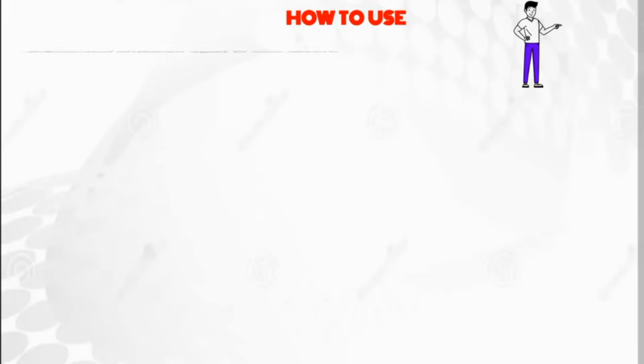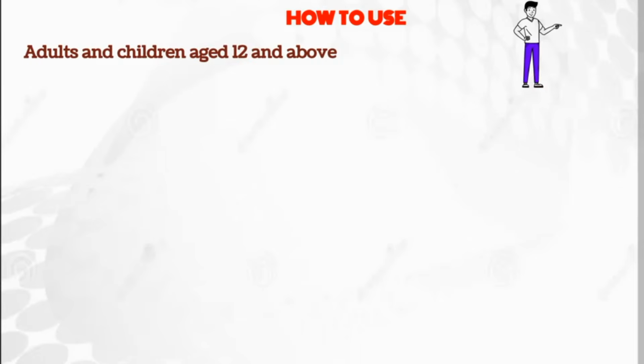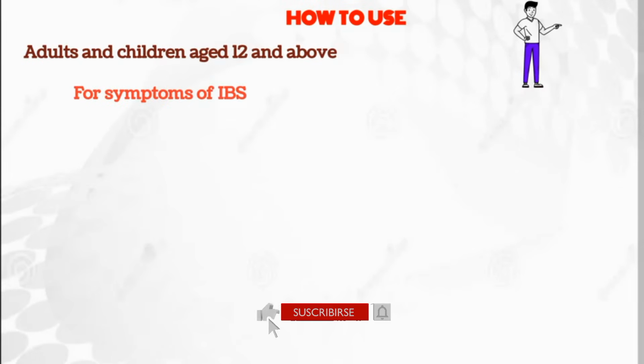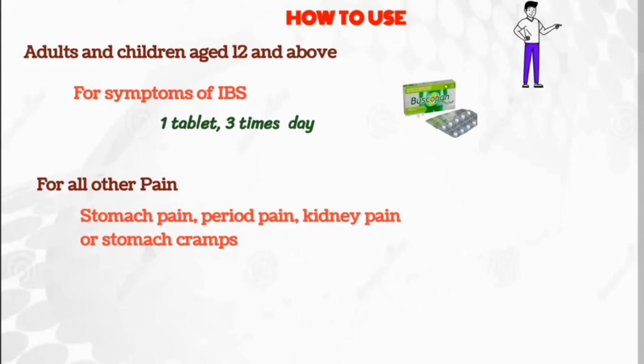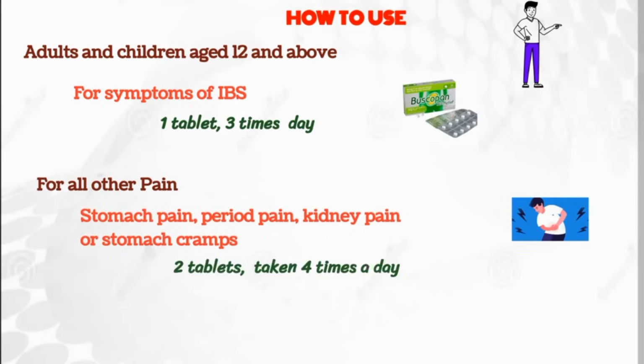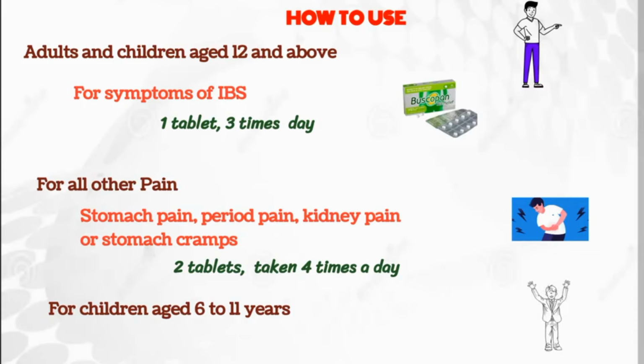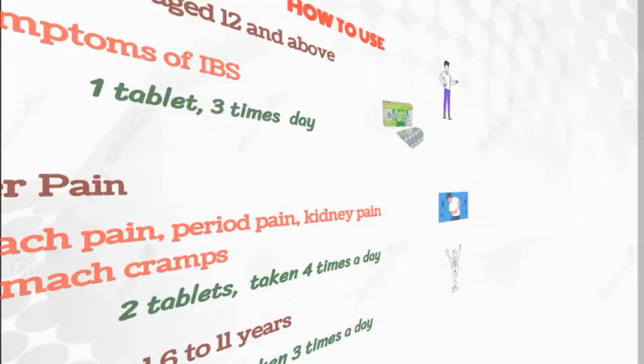The dose shown below is for adults and children aged 12 and above. For symptoms of IBS, the recommended dose is 1 tablet, 3 times a day. For all other pain, including stomach pain, period pain, kidney pain, or stomach cramps, the dose is 2 tablets, taken 4 times a day. For children aged 6 to 11 years, the usual dose is 1 tablet, taken 3 times a day. The medicine works very quickly.